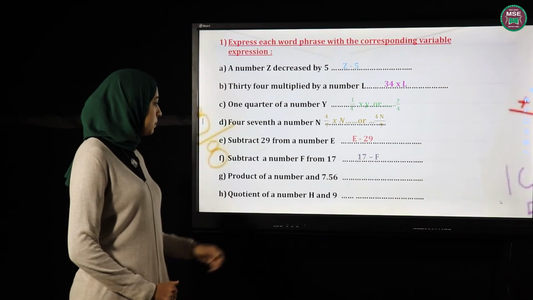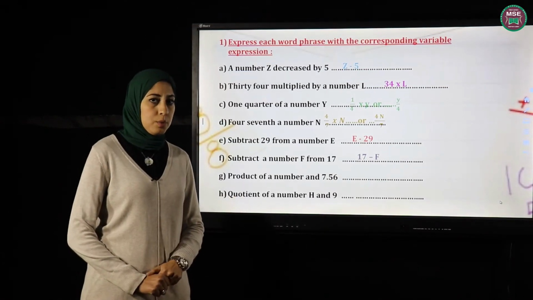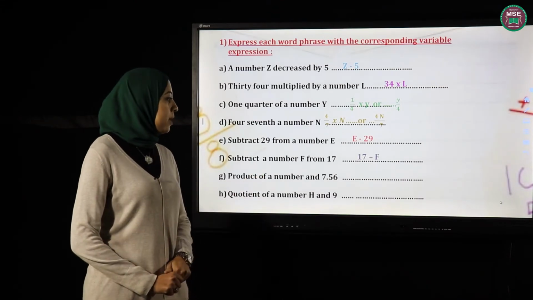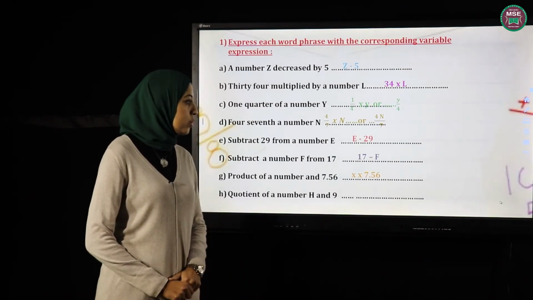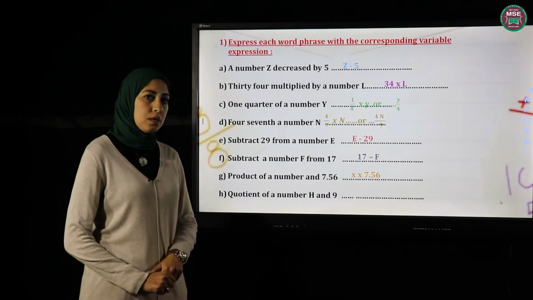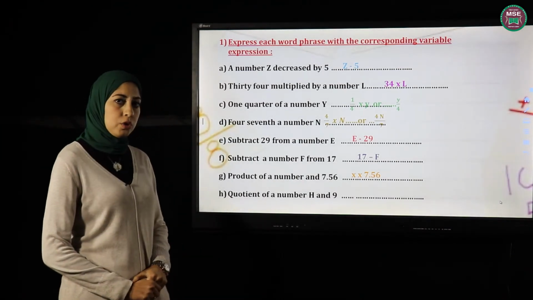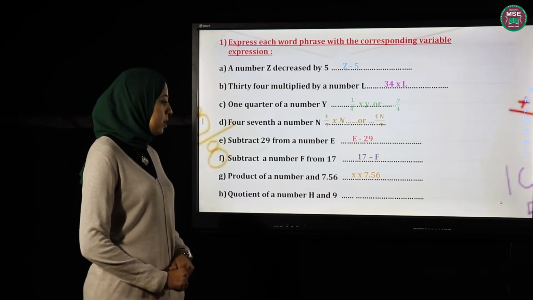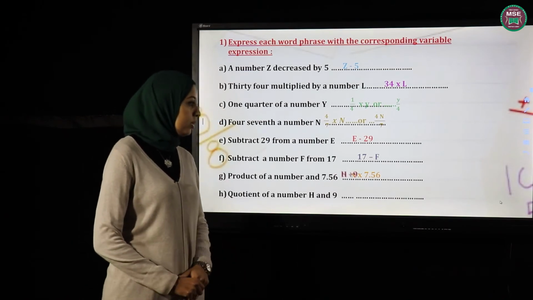Number G, product of a number. What's meant by product? Product means times. Product of a number and 7.56. It means X times 7.56. The product is times. Number H, quotient. Quotient means what? Means division. Quotient of a number H and 9. It means H divided by 9.